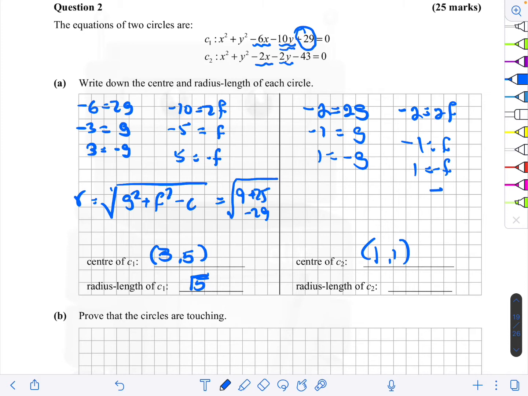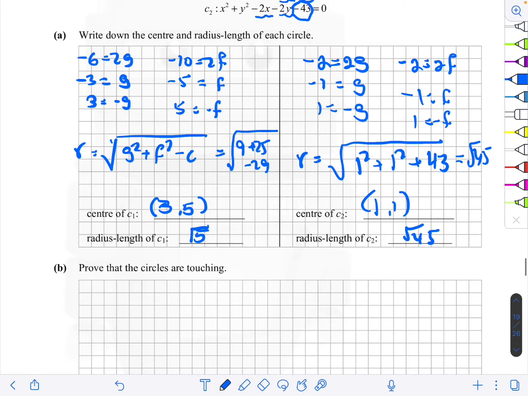Okay, and for the radius, again, g squared is 1 squared plus f squared is 1 squared again, minus the c. In this case, the c is minus 30. So plus 30, I mean, and that gives us square root of 45. Okay, so we have the two radiuses and the two centers.